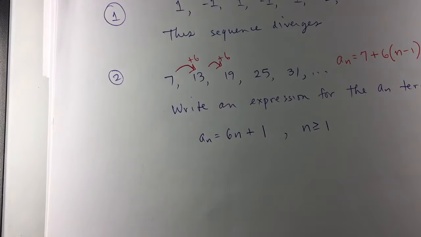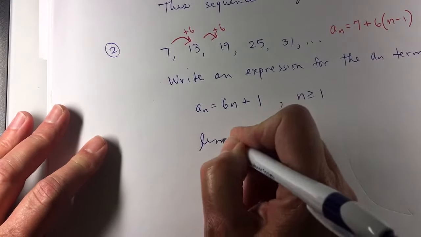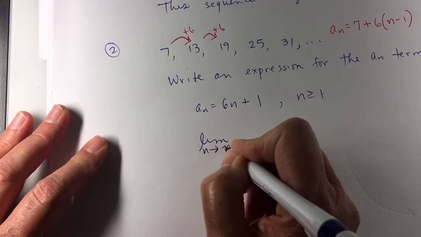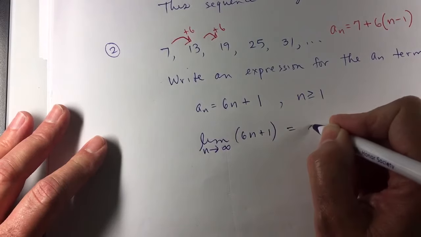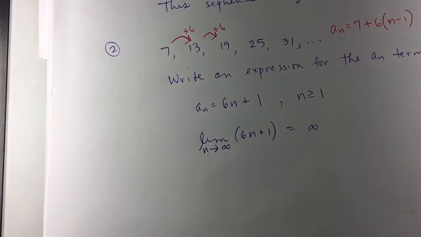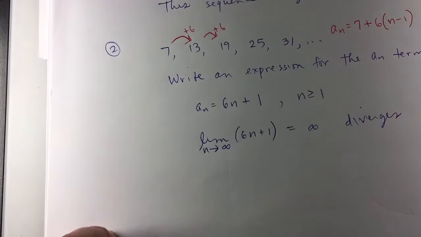So I have that. Now, what is the limit as n approaches infinity of 6n plus 1? That's infinity. So this sequence diverges. Now, I know we did one like that a couple of days ago, but I did not say this.